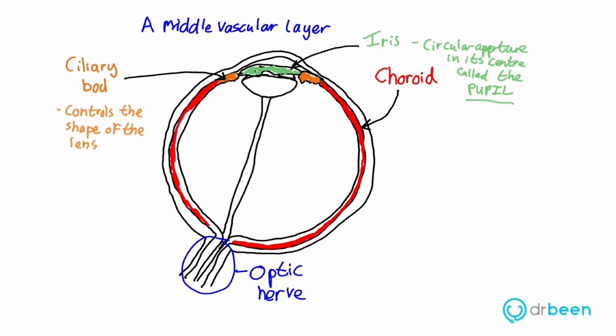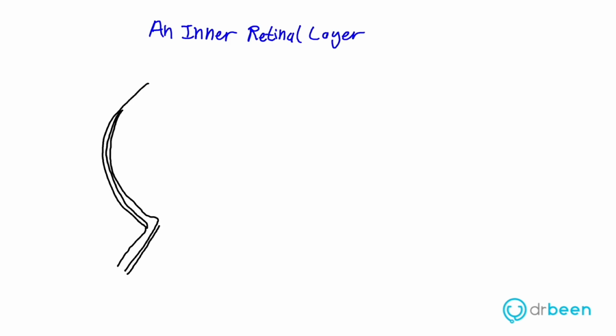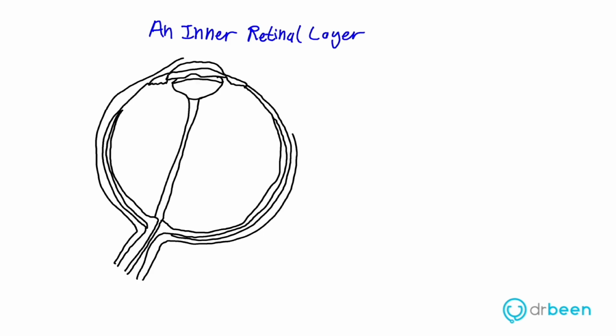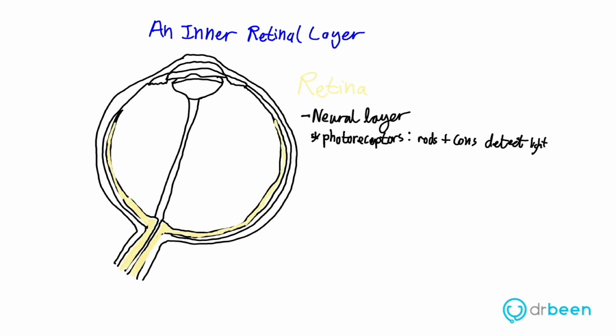The innermost layer of the eyeball is called the inner retinal layer. The retina is composed of two cellular layers, the neural layer and the pigmented layer. The neural layer is the inner part of the retina. This contains photoreceptors such as rods and cones, which detect light. The neural layer also contains neurons that the photoreceptors stimulate in order to send signals to the brain.